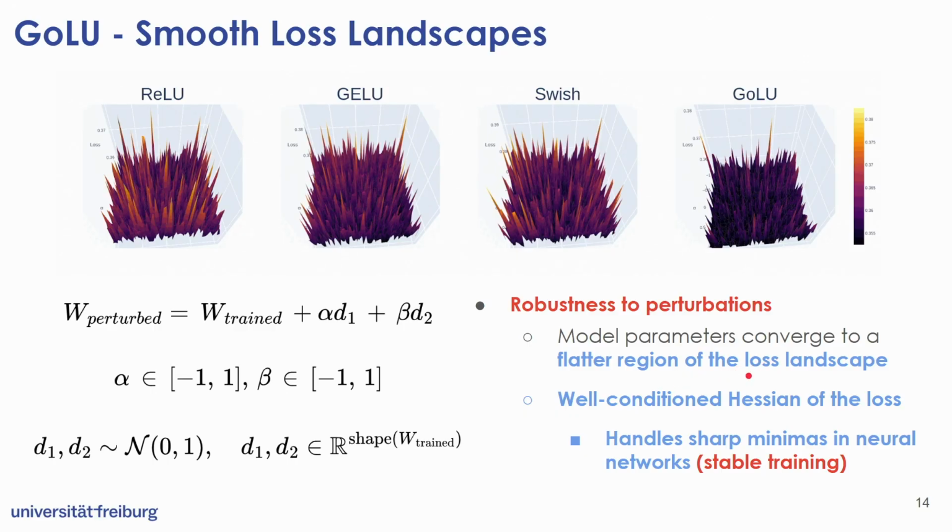So because we are in a flatter region of the loss landscape, even changing the weights does not affect the performance of the model. And we all know from our linear algebra lessons that usually a model which is well conditioned is preferred, which means that the Hessian of the loss function with respect to the weights should always be better. So that simply implies that GoLU as an activation function induces more stable training in the network in comparison to the other activation functions.